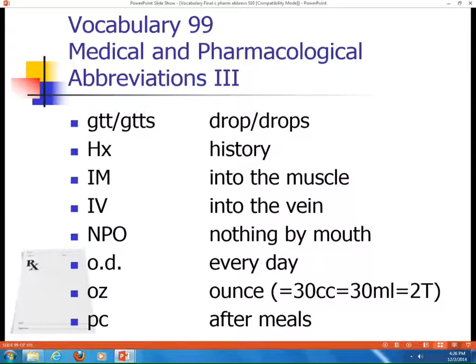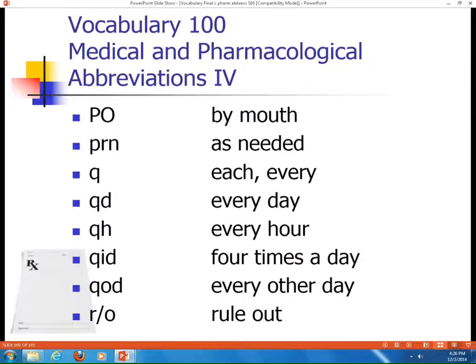PC, after meals, other books would say with food. So just make sure you're not on an empty stomach, basically, right? So with meals or after food or with food, PC. PO, by mouth. So NPO is nothing by mouth. PO, you're going to take this medication by mouth, orally. PRN, as needed. Some of you may work PRN. You're only called in as needed, PRN.